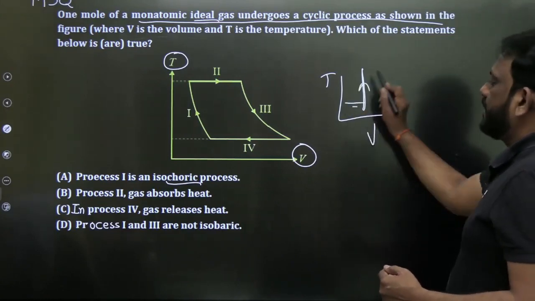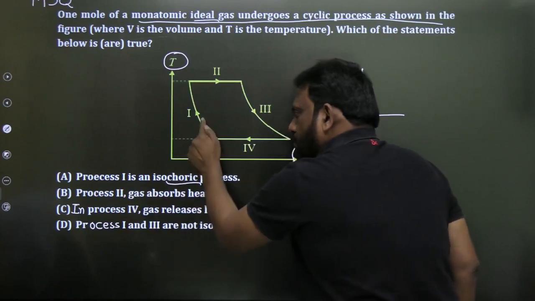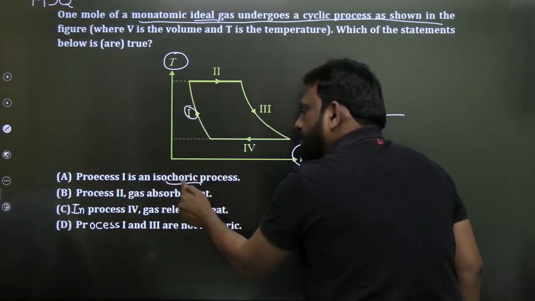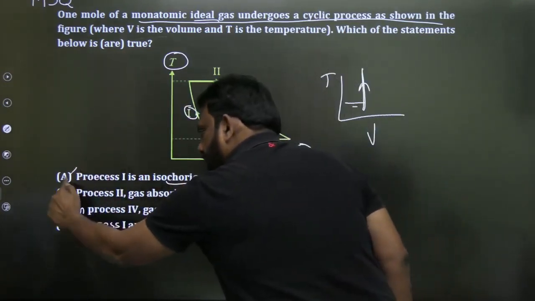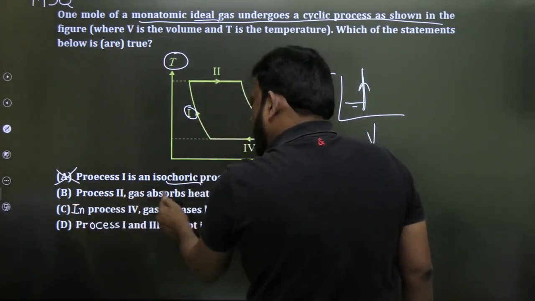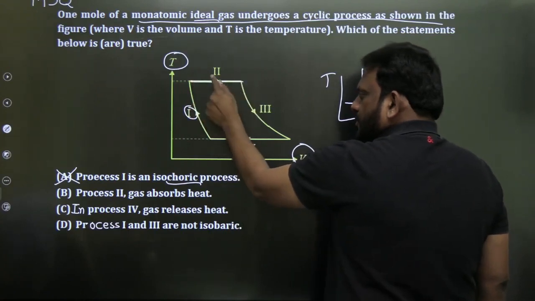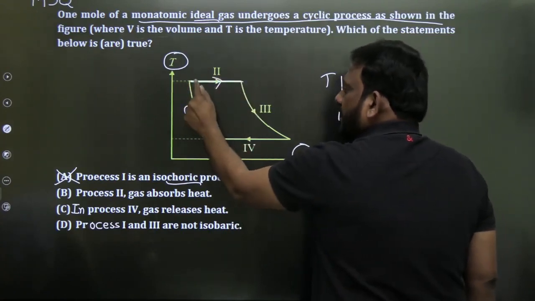When volume is constant, the line should be vertical, but this is not vertical. This is not process 1; process 1 is isochoric. It's not isochoric, so that statement is wrong. Process 2: in process 2 the gas absorbs heat. Dekho, what is process 2? Process 2 is isothermal expansion.